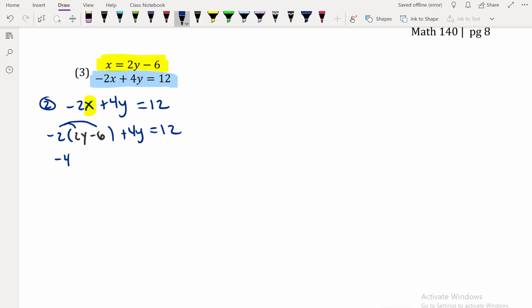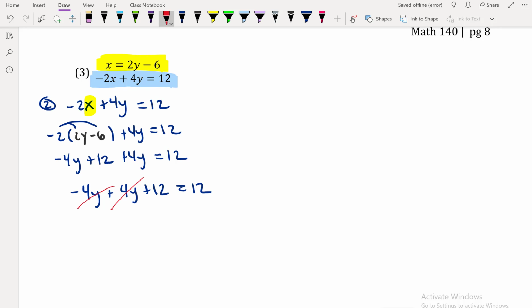So when I distribute, I'll get a negative 4y plus 12 plus 4y is equal to 12. So if I just rearrange this, I have my negative 4y plus 4y plus 12 is equal to 12. So what happens is that negative 4y and that positive 4y, they cancel. So now you have 12 is equal to 12. This is a special case. This special case means that it's true. Always true. 12 is always equal to 12.